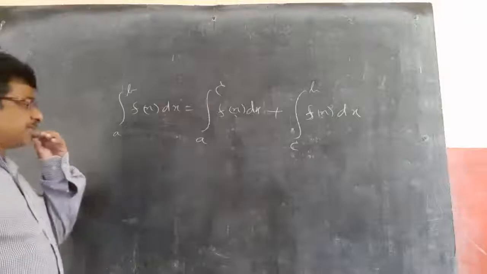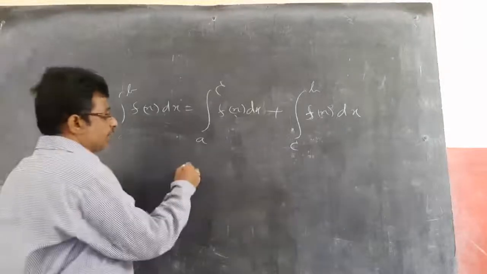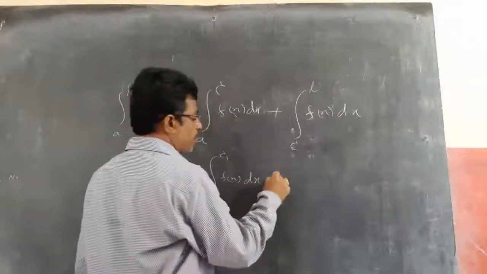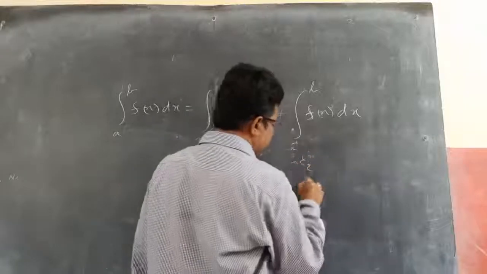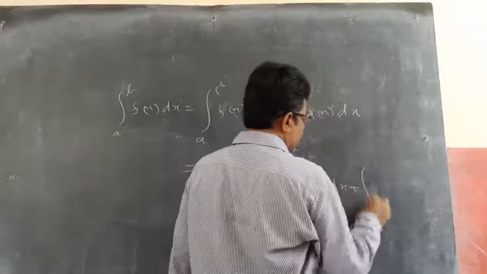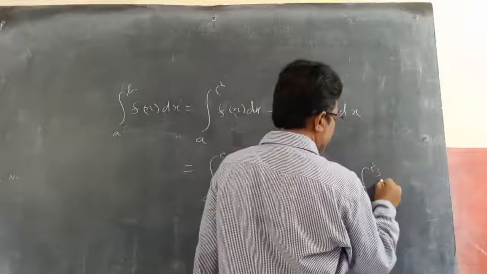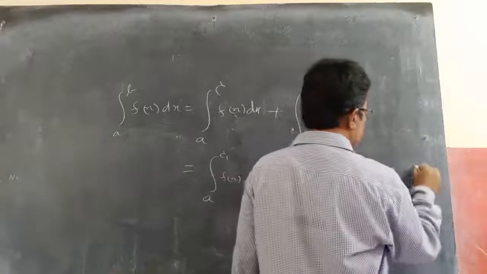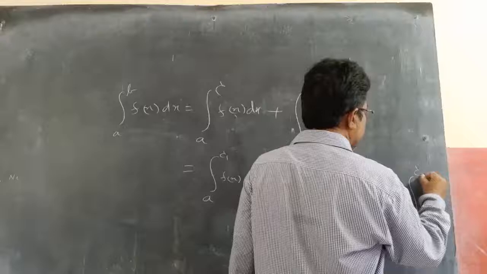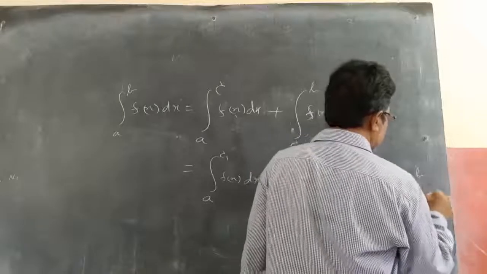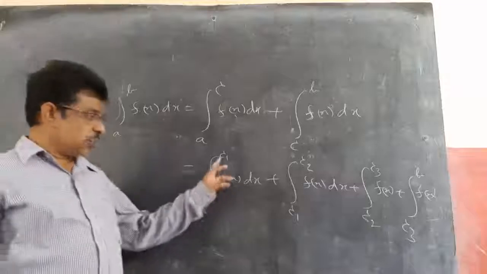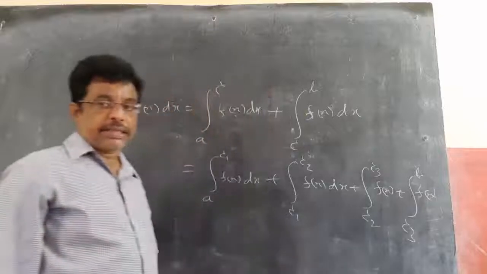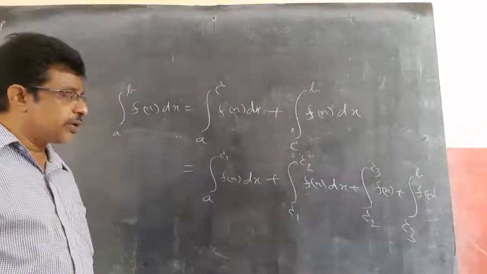If this happens at c1, c2, c3, some other points, then it will split like this: a to c1 f(x) dx plus c1 to c2 f(x) dx plus c2 to c3 f(x) dx plus c3 to b. Whatever points you want to make parts at, you can split like that. That's what I want to say. If you take one example, then you can understand this.